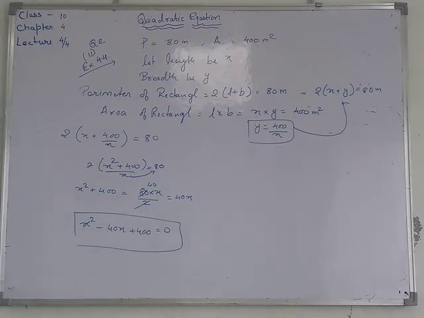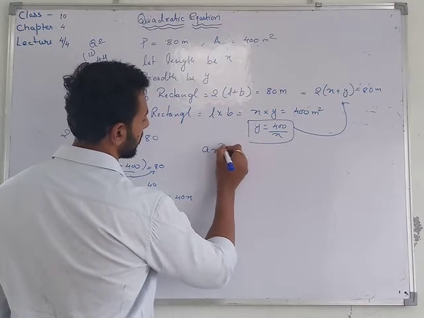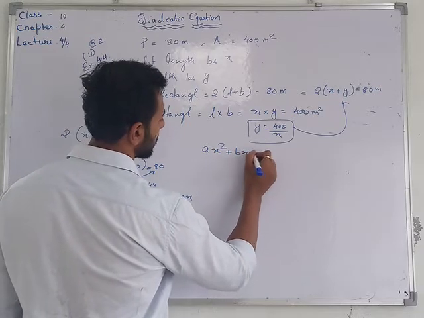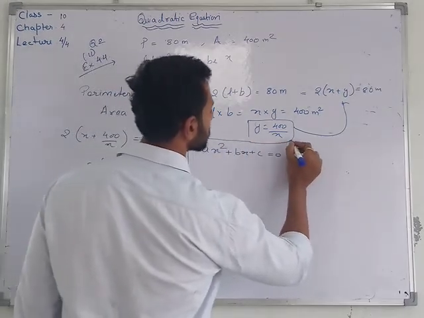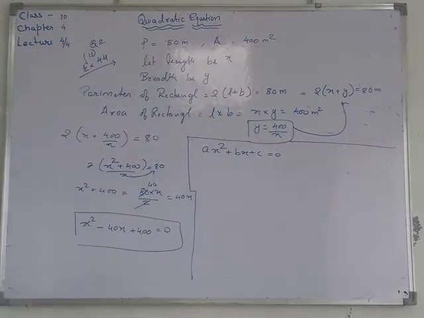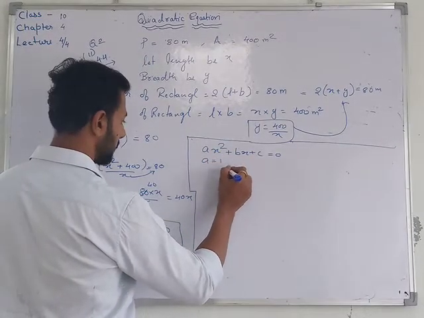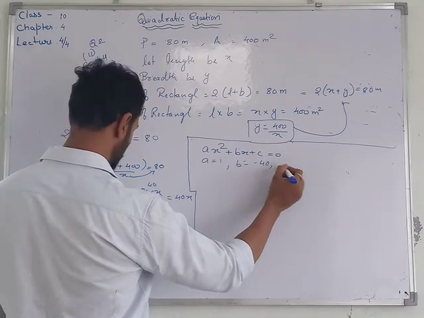So this is the required quadratic equation of the given word problem. Now question is asked, is it possible to design the rectangular park? First we have to identify whether it is possible to design the rectangular park or not. So we have to identify the nature of the roots. If the nature of the roots are real, then we can definitely make the park. So writing the general expression ax square plus bx plus c is equal to 0. Comparing the coefficients, a is equal to 1, b is equal to minus 40 and c is equal to 400.